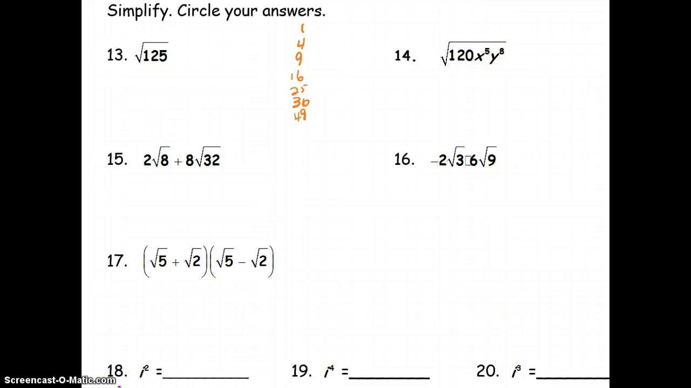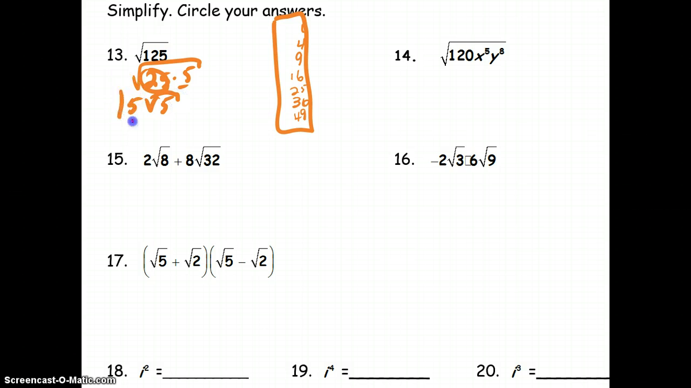When simplifying square roots, we always look for square numbers. If it helps you to write these on your paper, I think that would help a lot. So if we're simplifying the square root of 125, we're going to rewrite it as a combination of 25 times 5. Simplifying the square root of 25, it comes out as a 5, and we're left with the square root of 5. And that is your final answer.